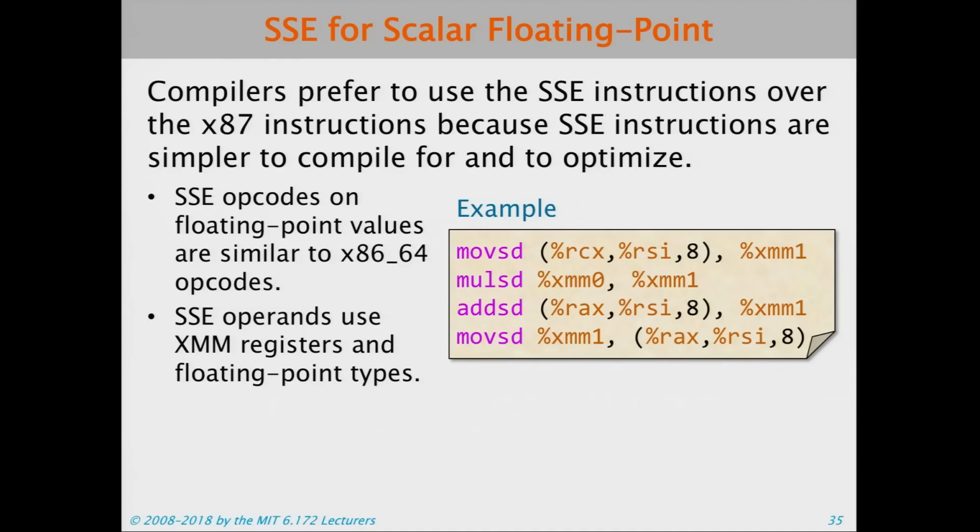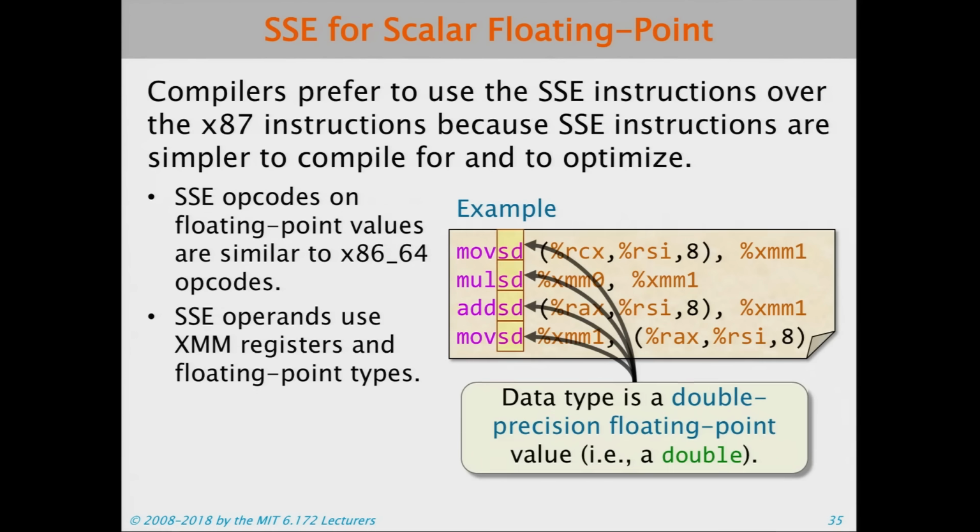Compilers generally like the SSE instructions over the x87 instructions because they're simpler to compile for and to optimize. The SSE opcodes are similar to the normal x86 opcodes, and they use the XMM registers and floating point types. So you'll see stuff like this, where you've got a move SD and so forth. The suffix there is saying what the data type is. In this case, it's saying it's a double precision floating point value, i.e. a double.